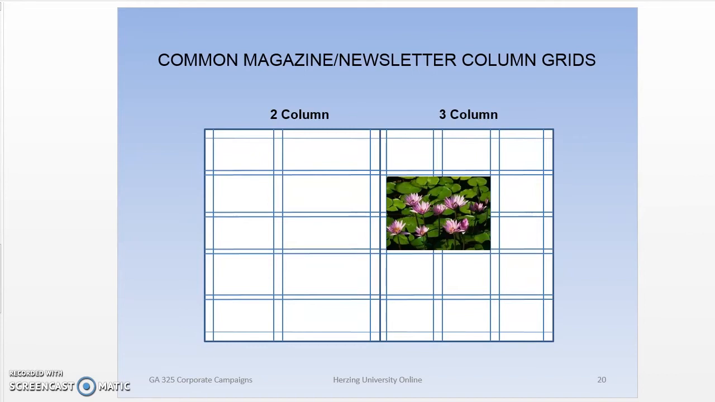2, 3, and 4 columns are common in magazines, newsletters, and newspapers. A 4 or 5 column page can allow the designer to combine 2 or more columns when placing a large image or headline. Grids do not need to be spaced evenly, forming square modules.